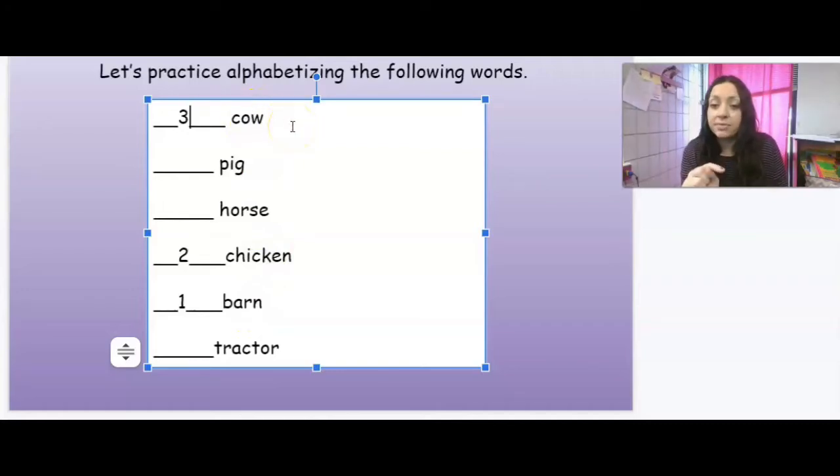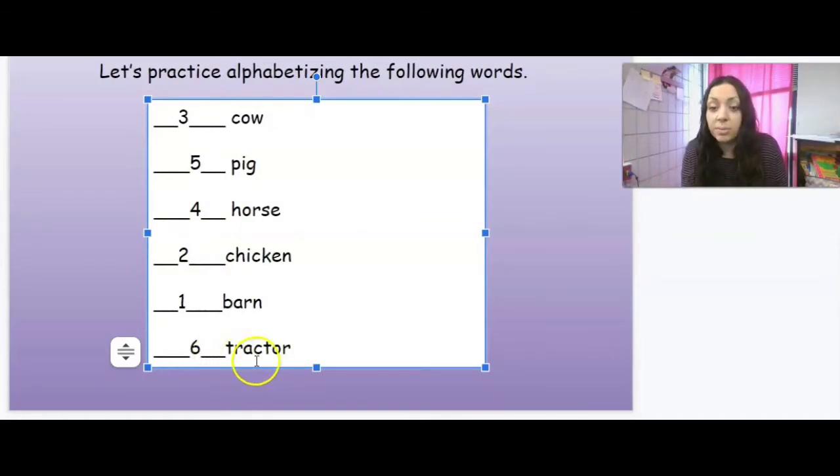So we have C. What comes after C? D, no, nothing that starts with D then. E, how about F? No. G, no. How about H? H, very good. So horse, horse. H, I, J, K, L, M, N, O, P. We know P comes next because P comes before T in the alphabet. So we're going to put a 5 there. And this is an easy CVC word. It's pig. Good job.